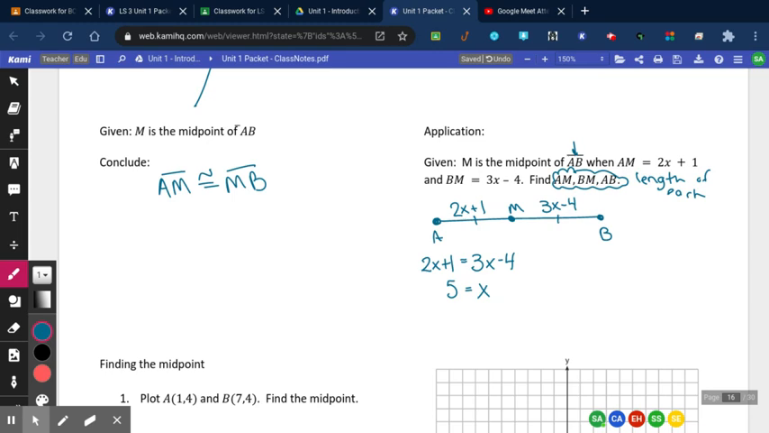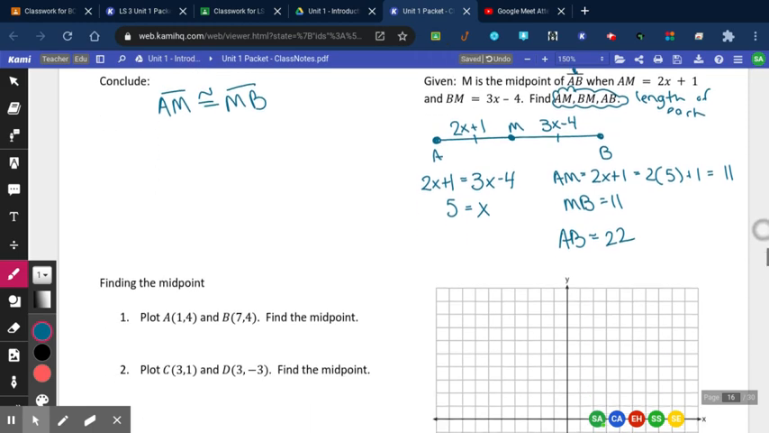Now they want to know what AM is. Well, AM is 2x plus 1, so 2 times 5 plus 1, that's 11. Now you shouldn't even have to go and plug in to MB, because if it's the midpoint, we know MB is also 11. Which would make the whole segment, and we talked about segment addition in another lesson, I'm just going to add those two things together and I would get 22. So there's how I would answer that question.